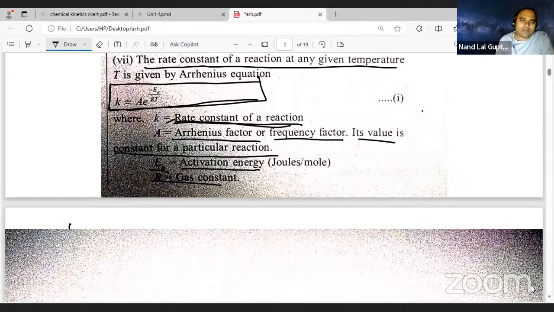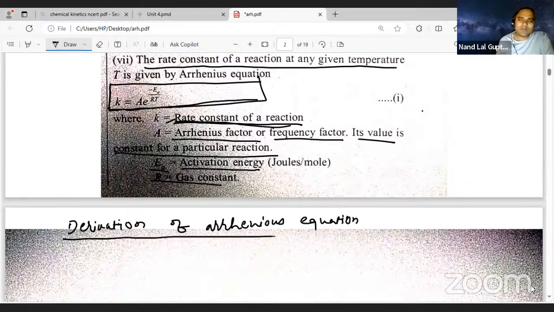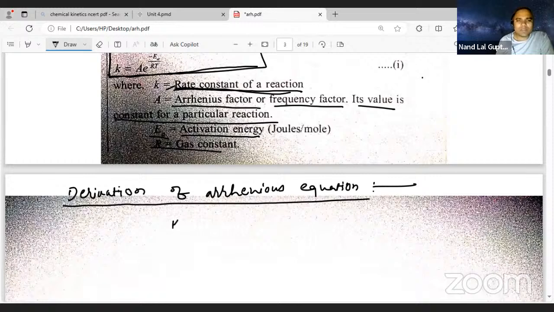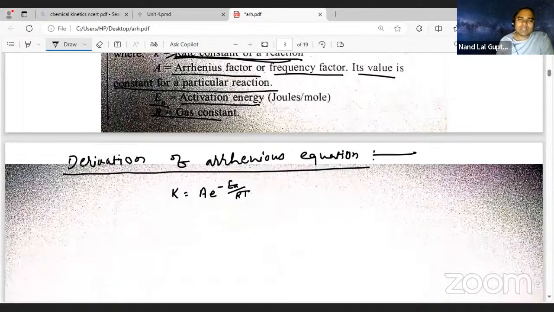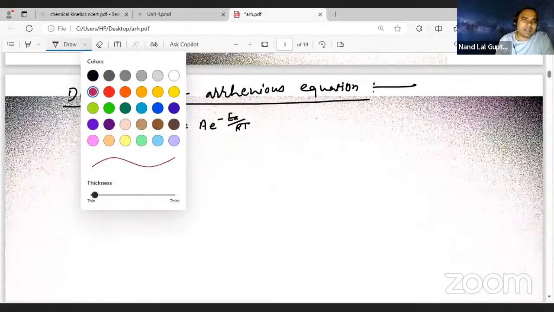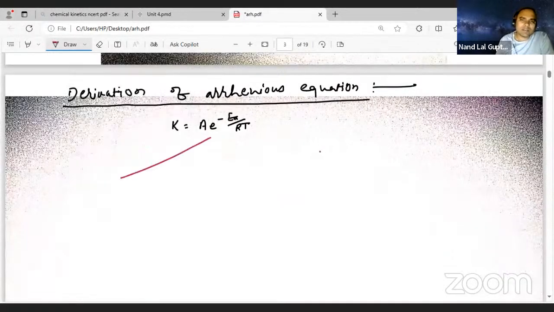Now we are going to derive the Arrhenius equation. Actually, he gave the empirical formula, and from the empirical formula we have to derive the equation. So K is equal to A e to the power minus Ea upon RT. Let us see this equation at different temperatures, we have to derive it differently.